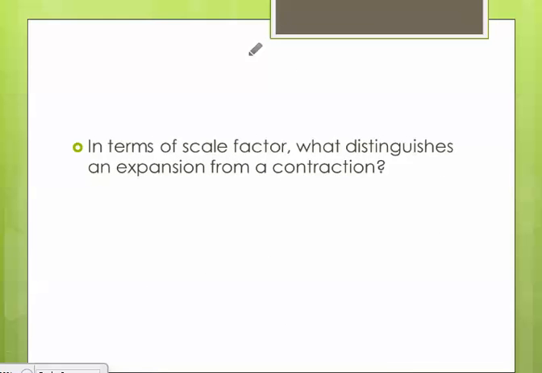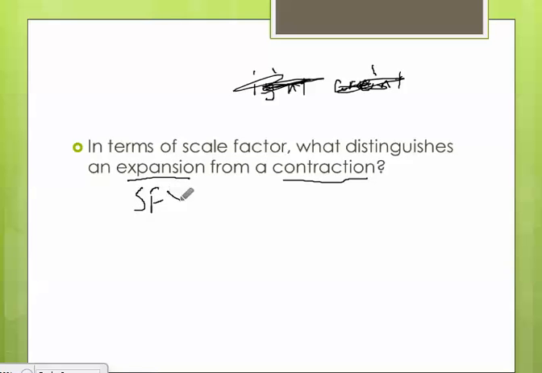Okay? In terms of scale factor, what distinguishes an expansion from a contraction? Well, a contraction is one of those words like isn't or aren't. Right? No, wait a sec. Wrong type of contraction. Contractions and expansions. If my scale factor is greater than 1, it's an expansion. If it's less than 1, it is a contraction.